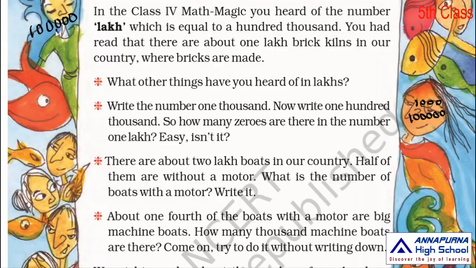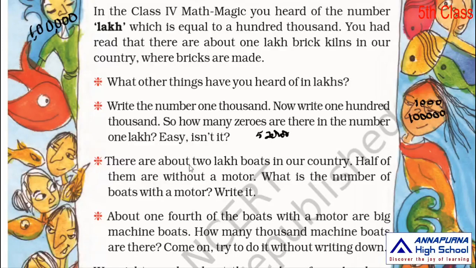You put commas: ones, tens, hundreds, comma, thousand, 10,000s, comma, lakhs. That means here 1 is followed by 5 zeros. So how many zeros are there in the number 1 lakh? 5 zeros. Now, easy, isn't it?